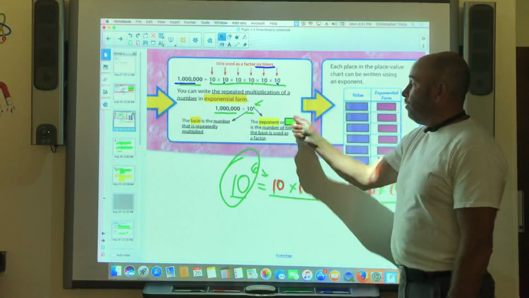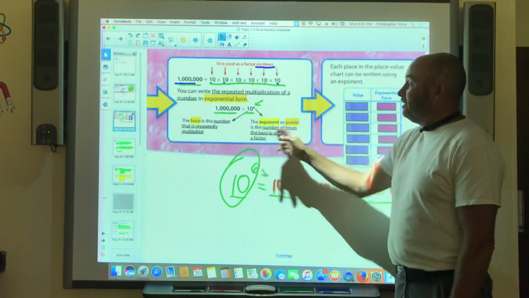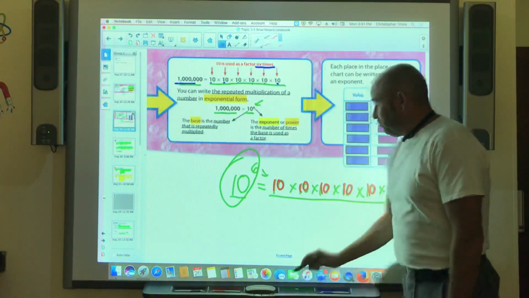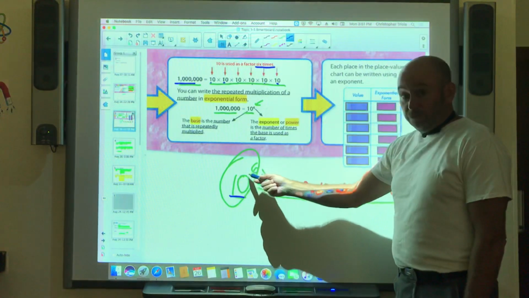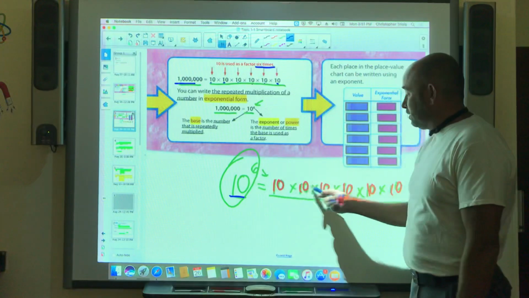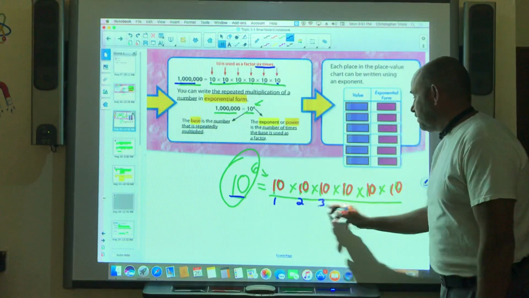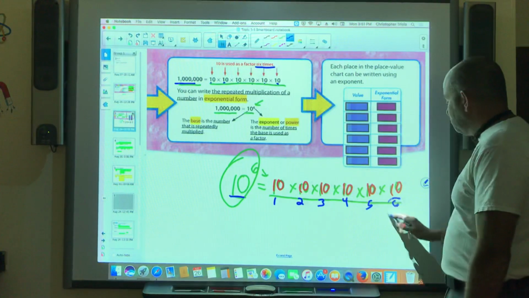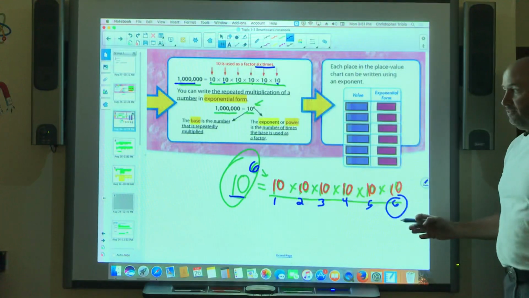The exponent or power is the number of times the base is used as a factor. So we have the base of 10 being used 6 times in multiplication. So it's used 1, 2, 3, 4, 5, 6 times. That's why we say that 6 is the exponent.